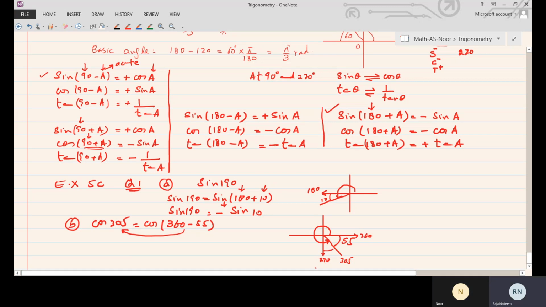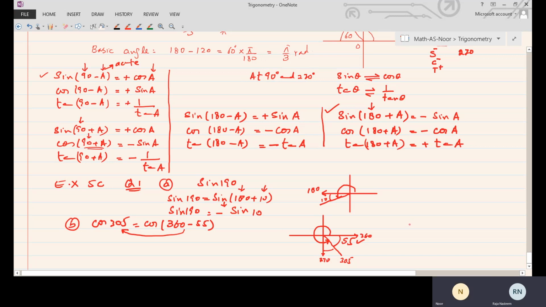We always find the acute angle with the x-axis. So this would be the angle. Once you know the acute angle, then you'll think that this acute angle would be subtracted from 360, or 180 would be added to 360 or 180. So this is what we have to find.